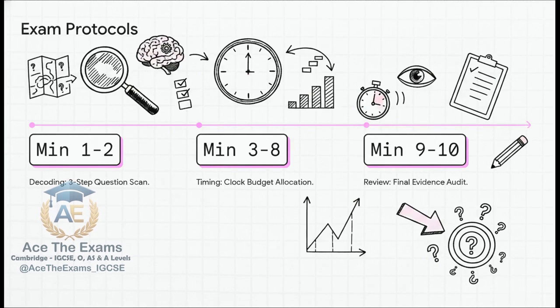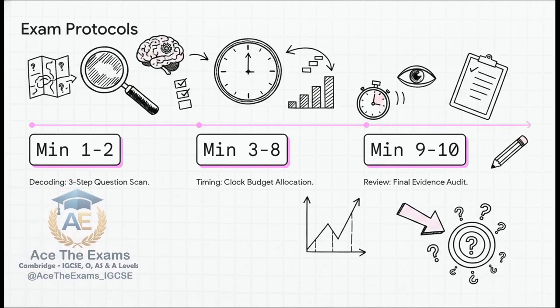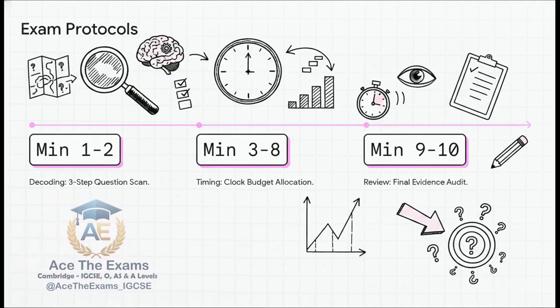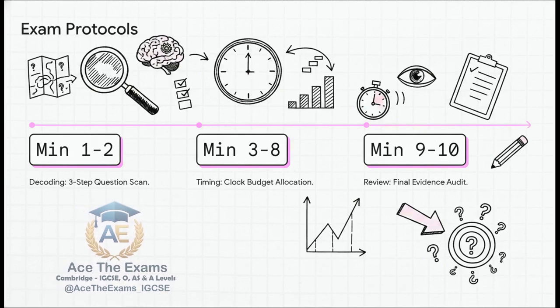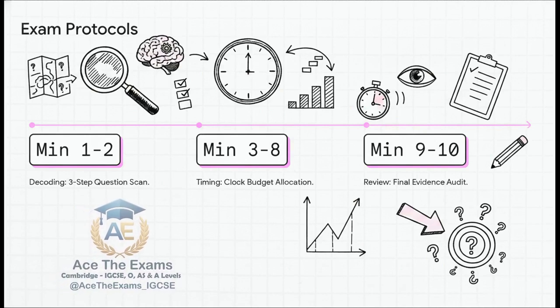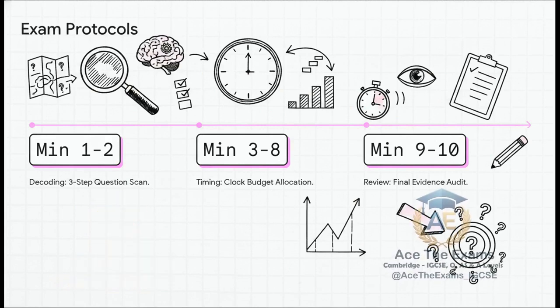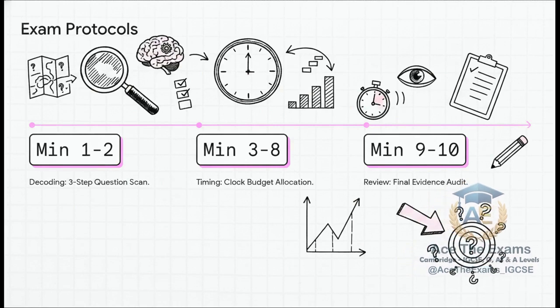Phase 2, timing. Utilize strict clock budget allocation. High-tariff evaluative questions require significantly more time because you have to justify your assumptions. Do not rush the algebra on the second derivative calculation. That is where the careless errors happen. Phase 3, review. Conduct a final evidence audit before you turn the page. Check your mathematical formatting. Are your annotations perfectly clear? Did you define your derivatives properly? And most importantly, did you answer the specific contextual question being asked?